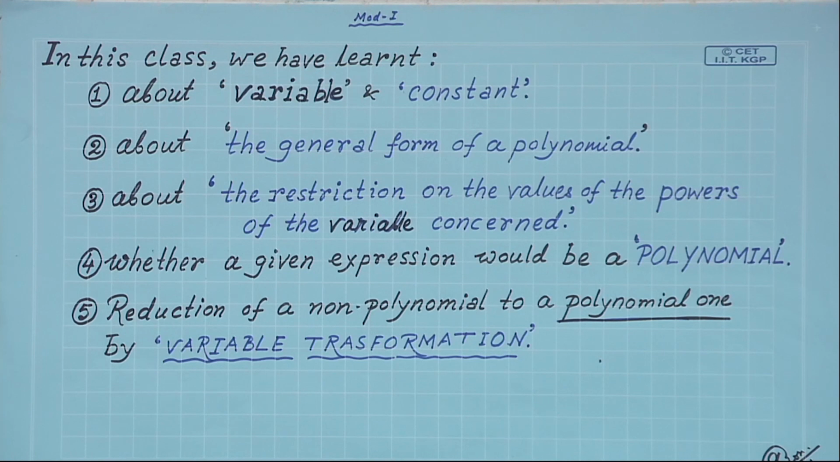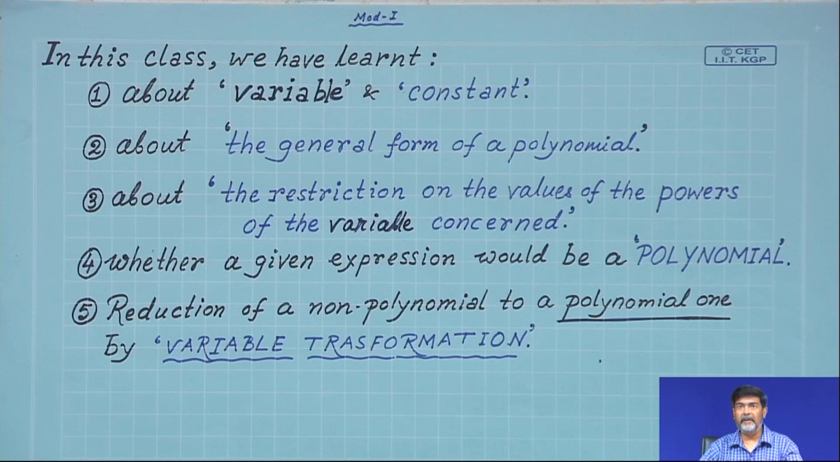So, in this class we have learned just a gist about variable and constant, about the general form of a polynomial, and about the restriction on the values of the powers of the variable concerned. Here the variable is x, sometimes I have used u. We also saw whether a given expression would be a polynomial, and reduction of a non-polynomial to a polynomial one by variable transformation. This can't be done always, remember that.